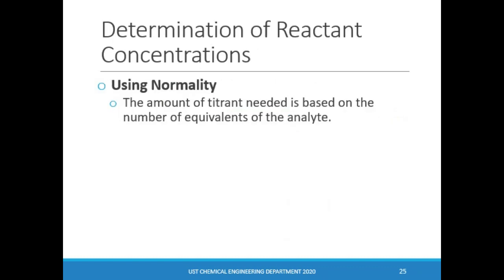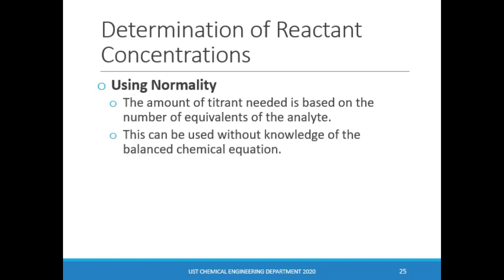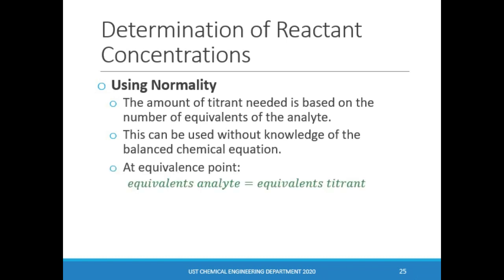Another way to express concentration in titration calculations is by using normality. Normality is a concentration that is based on the number of equivalents instead of moles. This is more convenient to use than molarity if you don't know the stoichiometric relationship of the analyte and the titrant, because at the equivalence point, the number of equivalents of the analyte and the titrant is always equal.